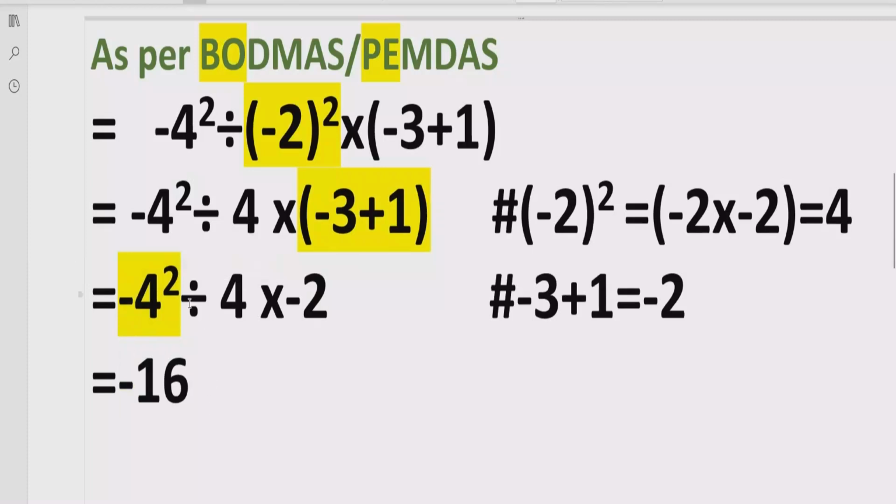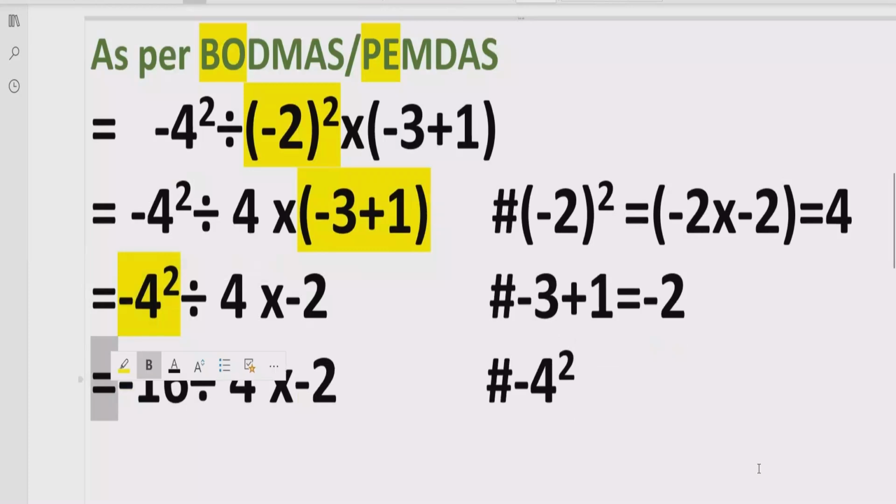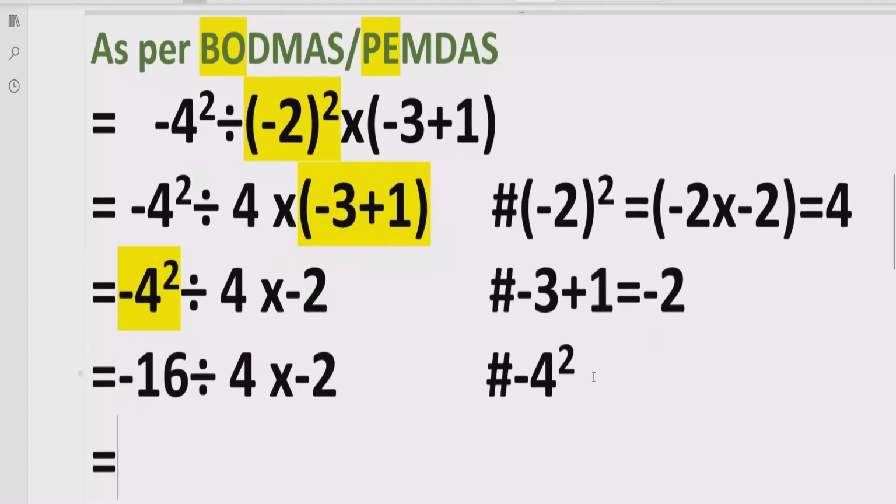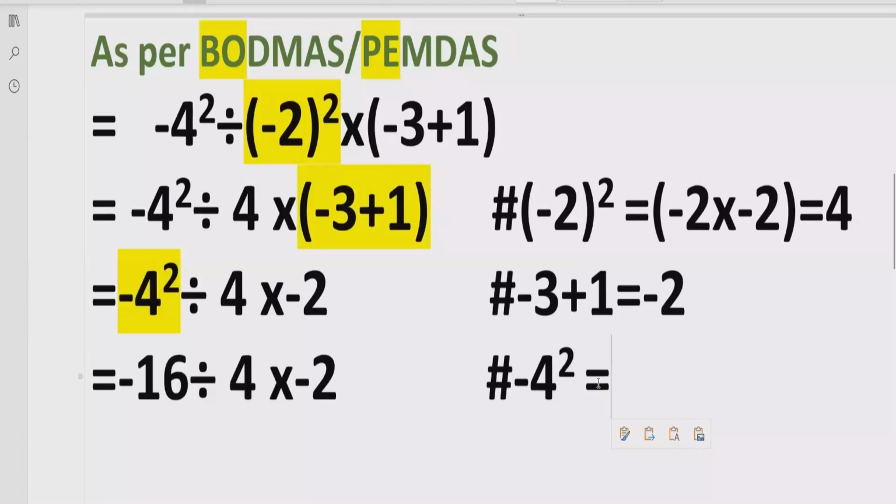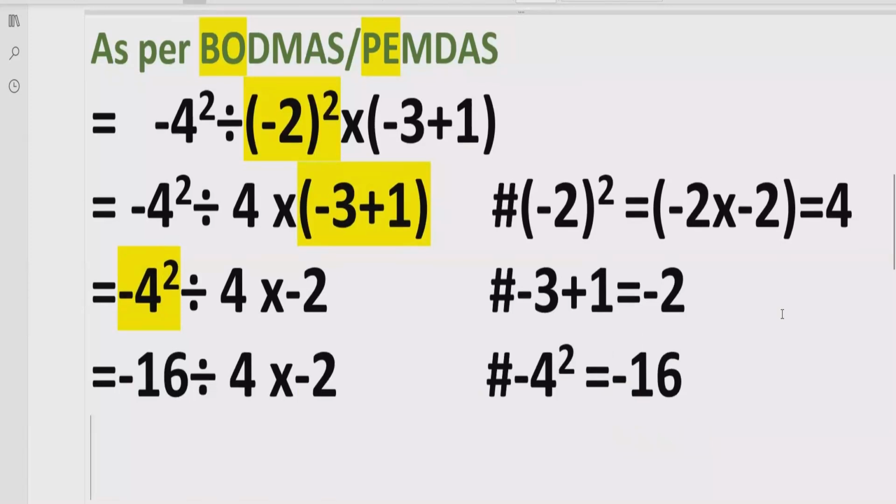And divided by 4 and multiplied by -2, we will write as it is. And here we will give the reference: 4 raised to power 2 equals 16. Now move forward, we have solved the exponent part as well. Now we will solve the division and multiplication.